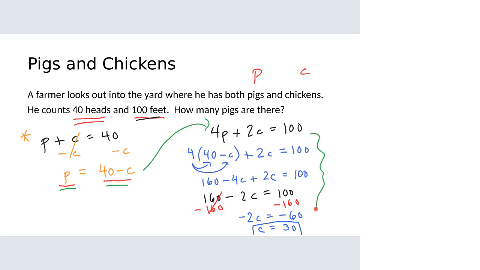And then we solved the equation and found out there are 30 chickens. But I'm going to go back and make sure I'm answering the question I was asked. This said, how many pigs are there? So I'm not done yet.